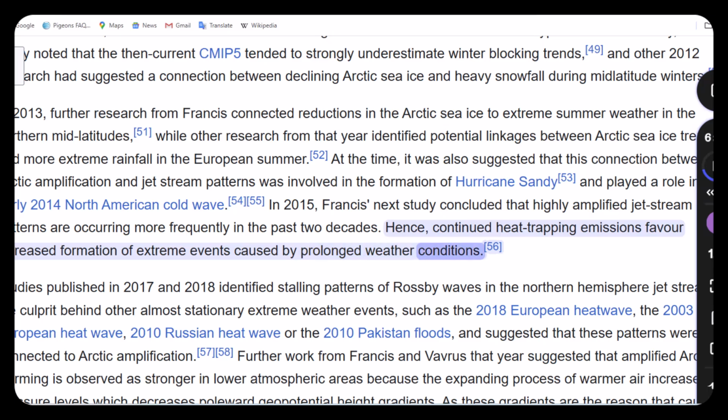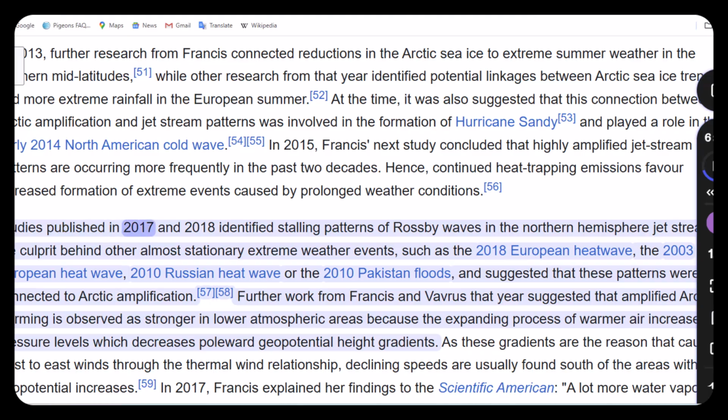Studies published in 2017 and 2018 identified stalling patterns of Rossby waves in the northern hemisphere jet stream as the culprit behind other almost stationary extreme weather events, such as the 2018 European heat wave, the 2003 European heat wave, the 2010 Russian heat wave, or the 2010 Pakistan floods, and suggested that these patterns were all connected to Arctic amplification.